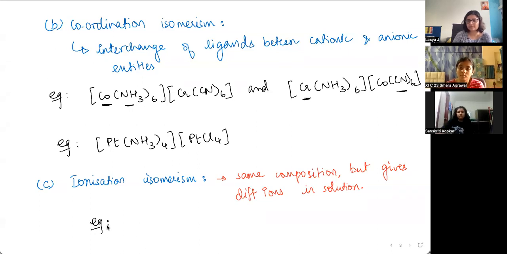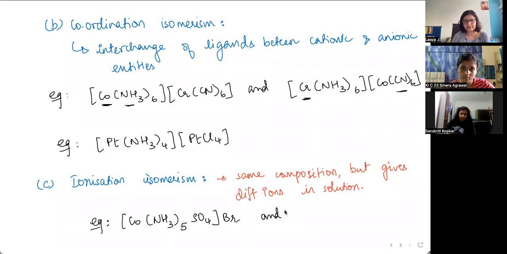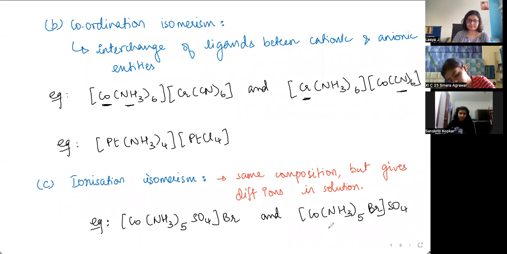we'll take an example. We have, let's say, Co(NH3) taken 5 times SO4 Br, and Co(NH3) taken 5 times Br SO4. Okay. So what do you think the difference is between both these compounds?